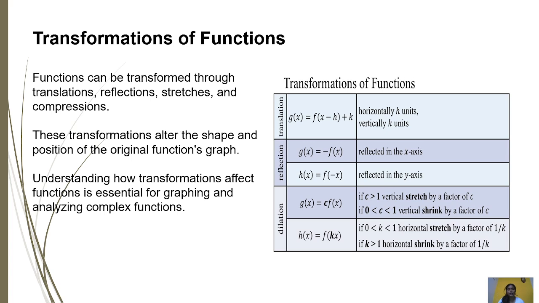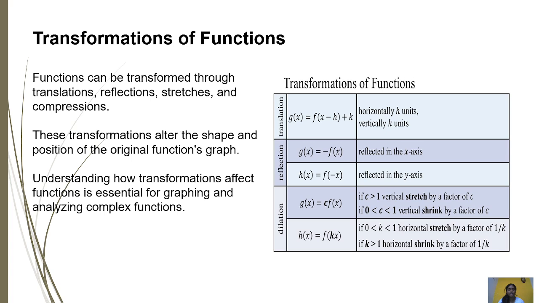Coming to the transformation of functions, for translation, g(x) = f(x - h) + k, shifting horizontally h units and vertically k units. For reflection, g(x) = -f(x) will be reflected in the x-axis, and h(x) = f(-x) will be reflected in the y-axis.